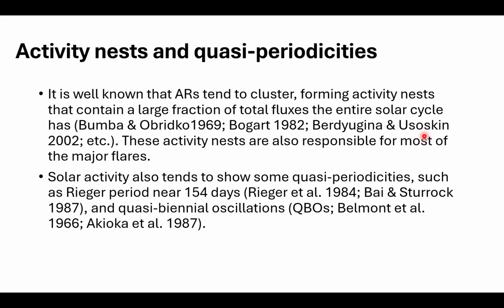So, activity nests. It's very well known that active regions tend to cluster, forming activity nests that contain a large fraction of the total flux the entire solar cycle has. This has been known for a very long time. The activity nests also tend to host most of the major solar flares. The other aspect of solar activities is that they also tend to show quasi-periodicities, such as the Rieger period near 154 days and quasi-biannual oscillations near 2 years.